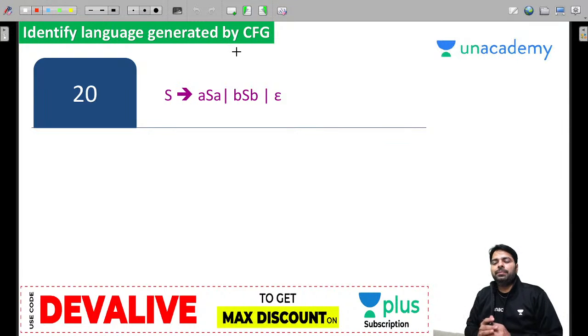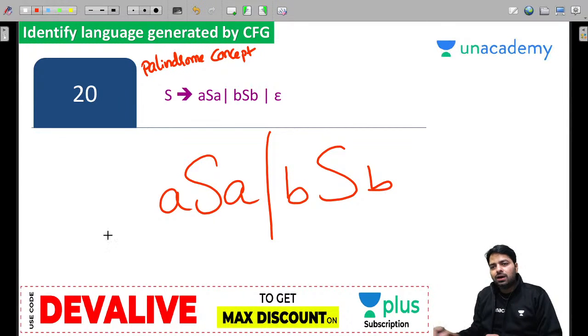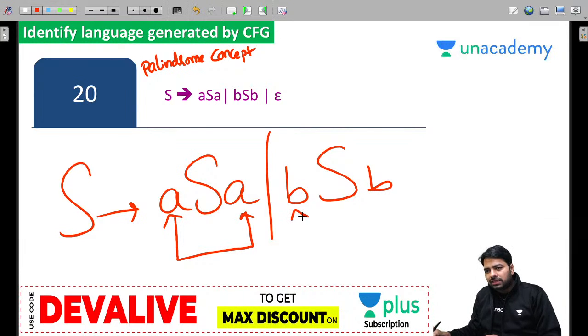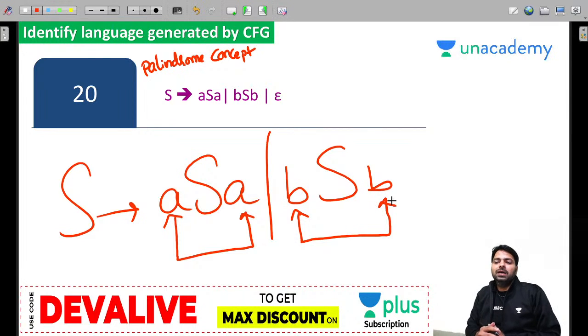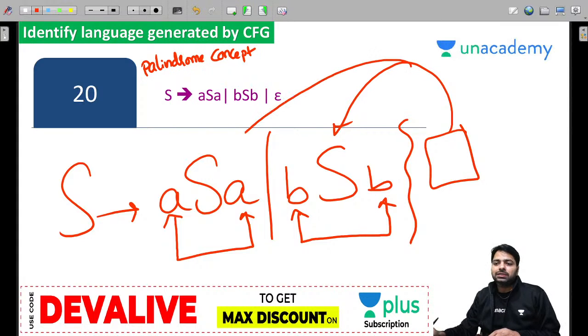Now I'm increasing the complexity. This is a different recursion, guys. This is called the palindrome concept. What is the palindrome concept? Whenever you see something like ASA or BSB, where S derives these, if the first symbol is A, the last symbol is A, and if this symbol is B, the same position in reverse is going to be B, at any position, first, second, third. This is going to stop with something that doesn't matter now, and this creates the palindrome concept.